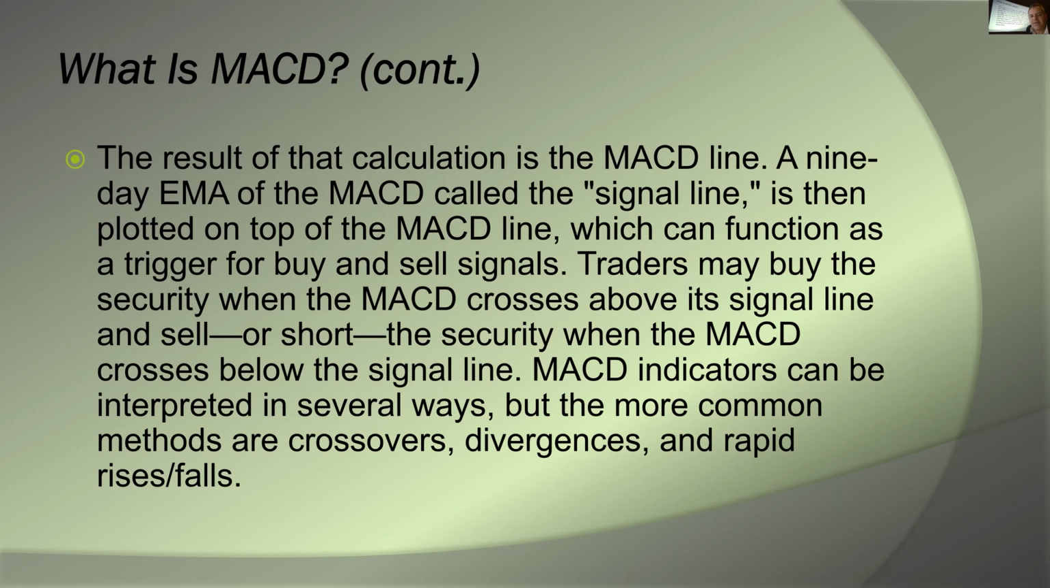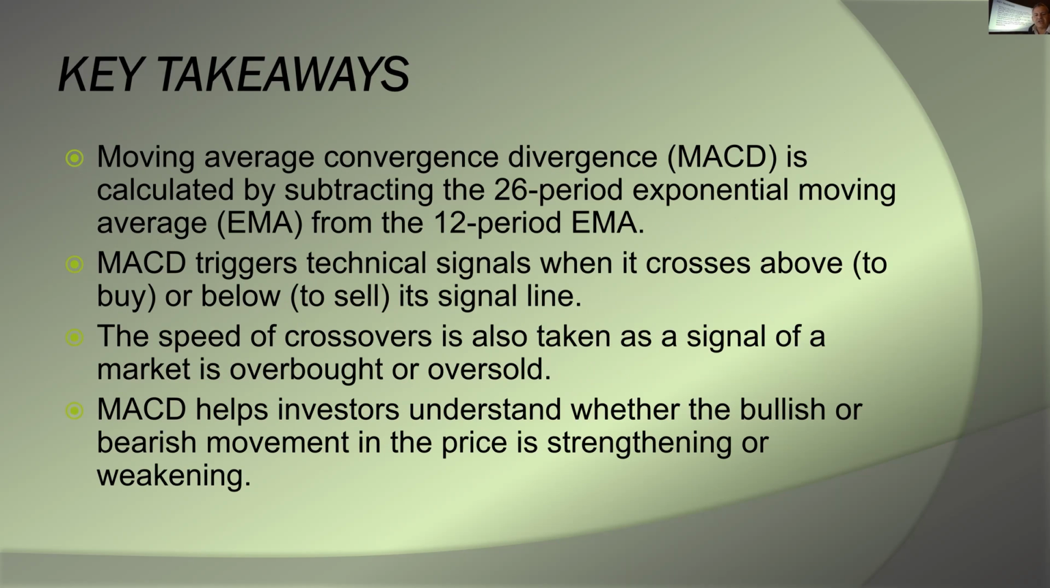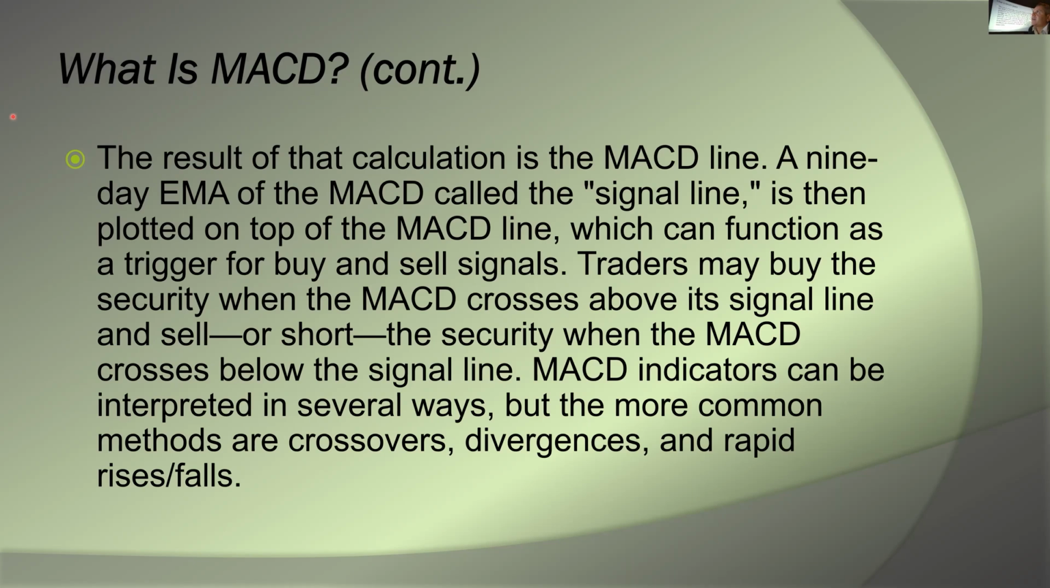It is plotted on top of the MACD line, which can function as a trigger for buy and sell signals. Traders may buy the security when the MACD crosses above its signal line, and sell or sell short the security when the MACD crosses below the signal line. The MACD indicator can be interpreted in several ways, but the most common methods are crossovers and divergences, as well as rapid rises and falls. We'll take a look at the key takeaways after we go to the charts.